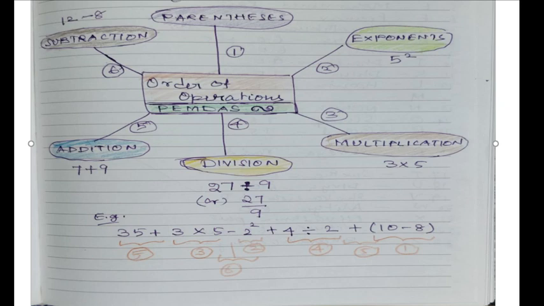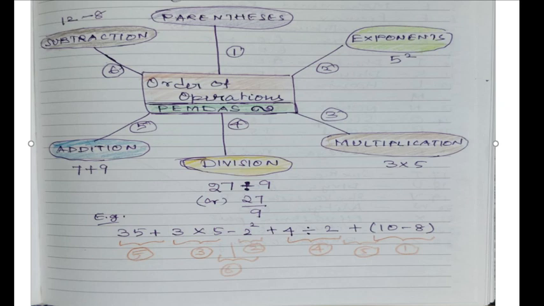Then what is the fourth one? Division. So go for division, that is the fourth one. 4 divided by 2 is equal to 2. And then look for addition. So here we have 35 plus, we already multiplied this 3 into 5, 15. So you can add these two. And subtraction. So finally, that is point number 6. The subtraction can be done. Are you able to understand?